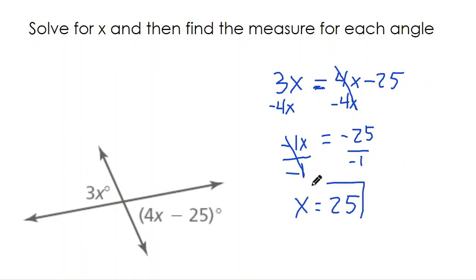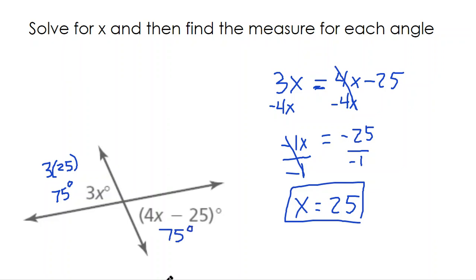So x equals 25. So now I can find the measures of both of these angles. So 3x, let's plug it in and see what that should be. X equals 25, so I'm going to plug that in. 3 times 25 would be 75. So this is 75 degrees. And since these are vertical angles, if this one's 75 degrees, the one across from it also has to be 75 degrees.